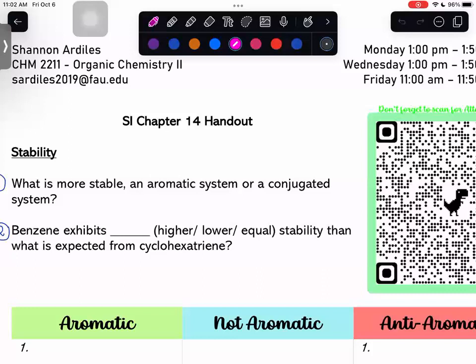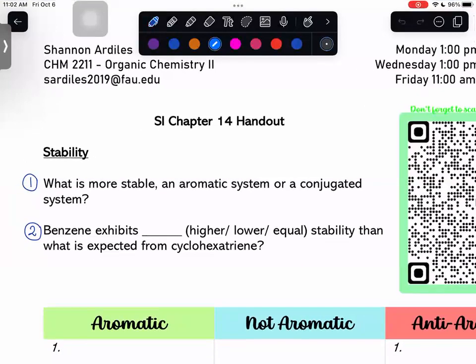So, yes, in a way you're correct. Especially because it's a cyclic structure, the resonance is going to be moving throughout the entire molecule equally. For something that's linear, that might not be the case. So in this case, we know that an aromatic system is going to be better than a conjugated system. Okay. In this case, let's just write aromatic.